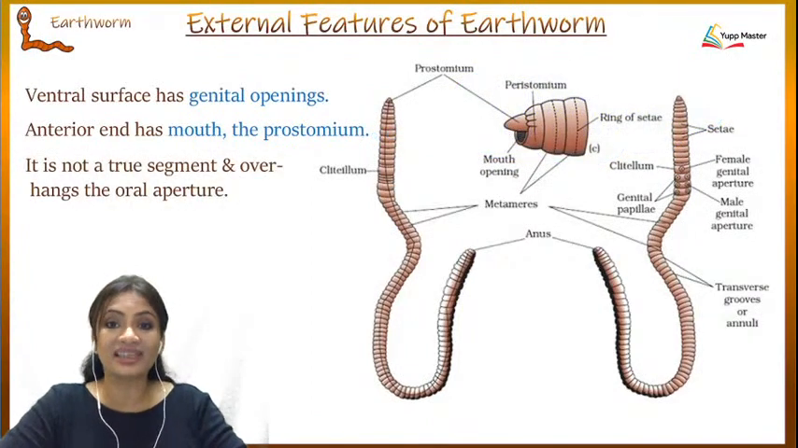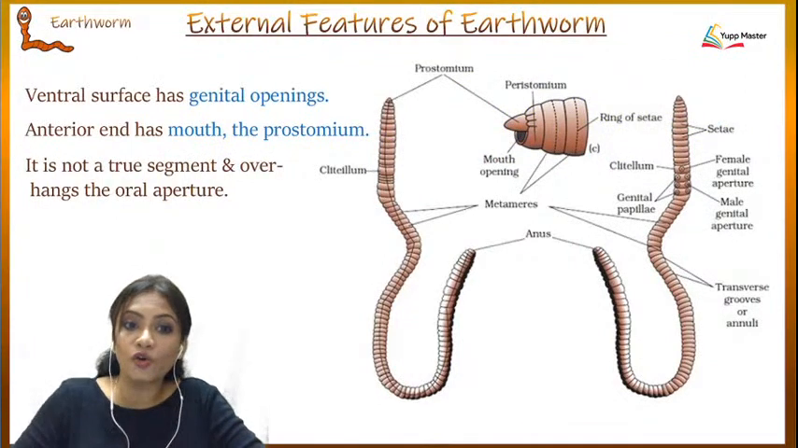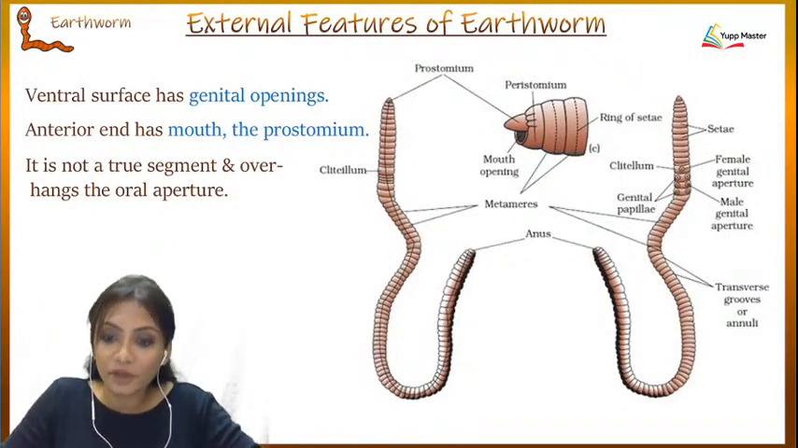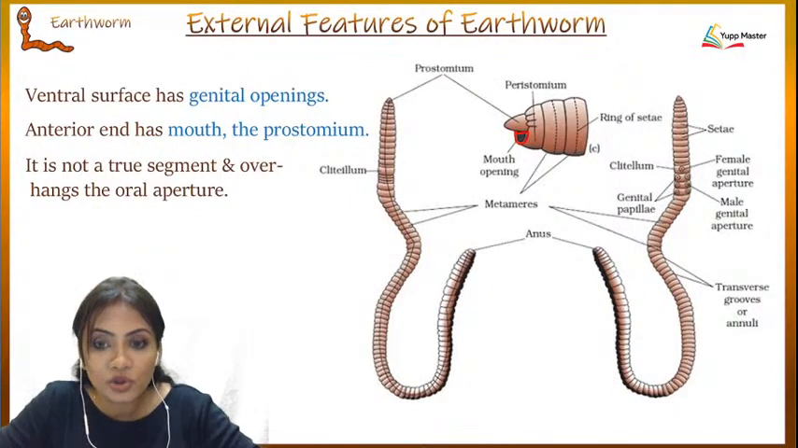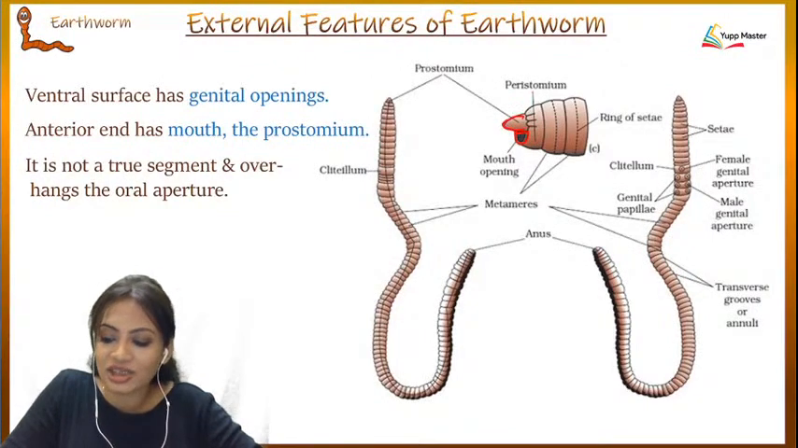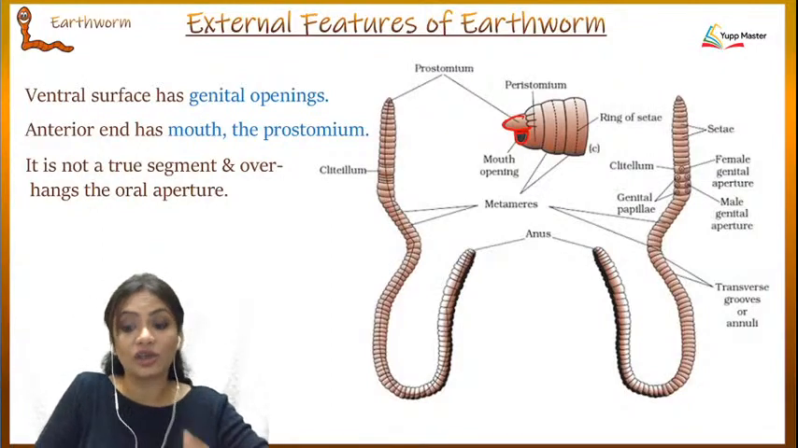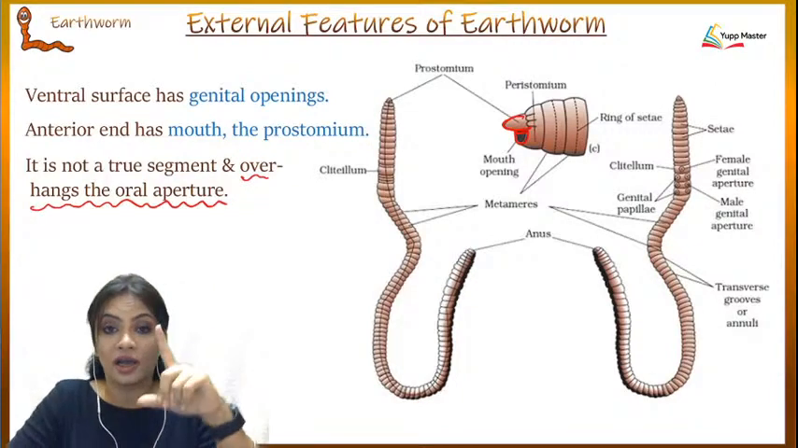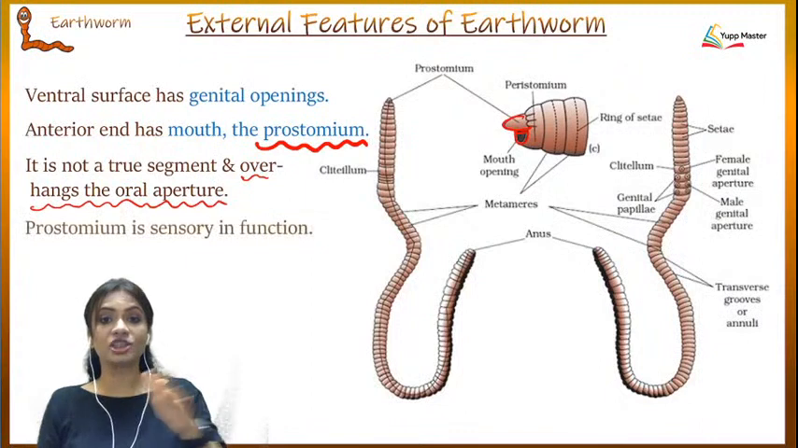Now we see here that this prostomium is not a true segment, but what does it do? It overhangs the oral aperture. Oral aperture indicates the mouth over here. Okay, that is the oral aperture. Where is this prostomium? It is a covering, just like a flap-like structure on top of this oral aperture. So we say that it is not a true segment, it is just overhanging. It overhangs the oral aperture. It is just on the oral aperture. Remember the name of this, it was called the prostomium. Okay, just before the mouth.